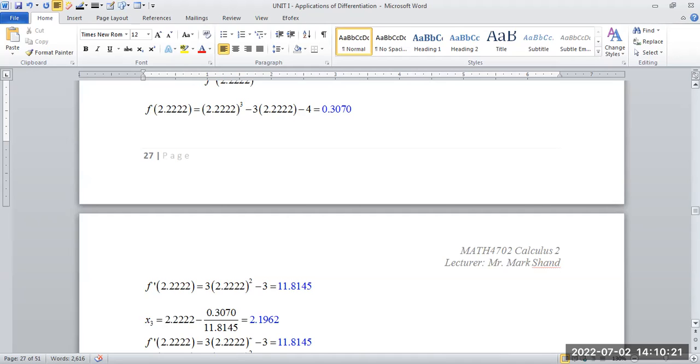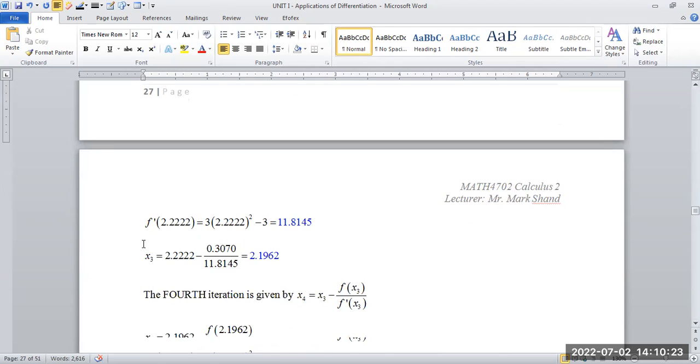11.8145. Very nice. So what I'm doing on my x3, I'm going to be putting my 2.2222 minus what I got for f of x2 over all of my f dash of x2. And then I'm going to evaluate this. Put it on the calculator and tell me if you agree with me with the 2.1962. Yeah, looks right.